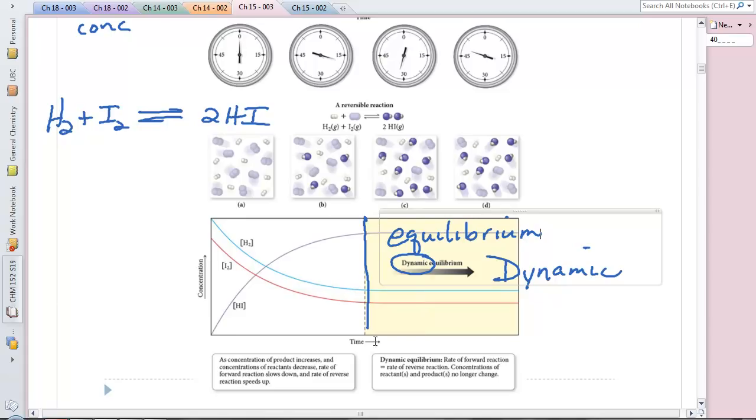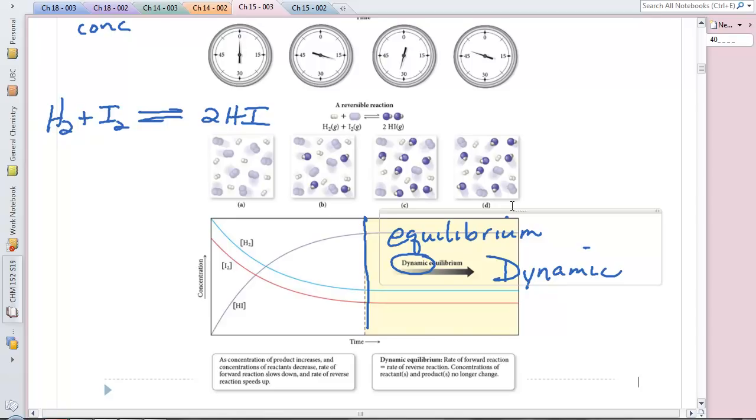Eventually we reach a point where those concentrations are no longer changing with time. They are not equal. In this case, we ended up with more product than reactant. But we have some of both, right? We end up with reactant and we end up with product. And they are no longer changing with time. So that is one definition of equilibrium. The concentrations of reactants and products are no longer changing with time.